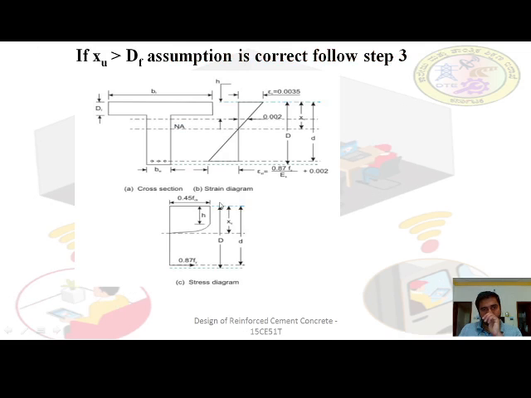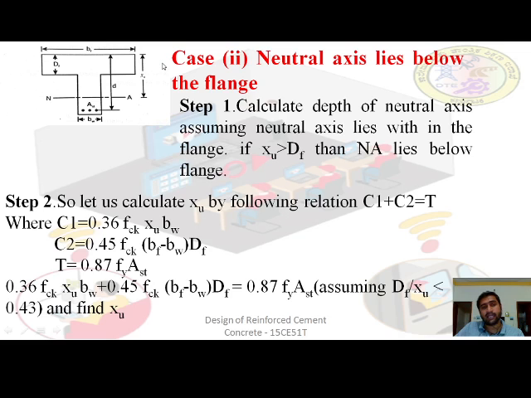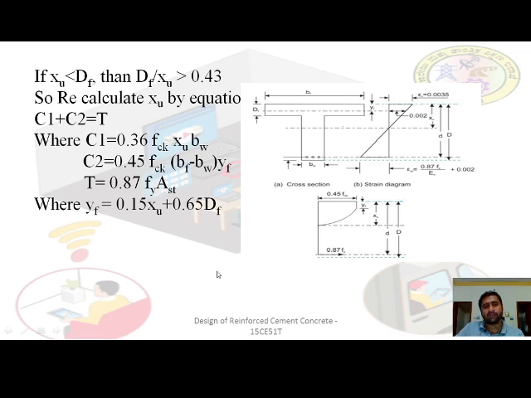Below this portion there will be a parabolic stress variation. So you have to note this down, that the 0.002 strain level will be below the flange level. I told you, if Xu is greater than Df, then the assumption is correct, and then we will go to step 3. If Xu is less than Df, then we have to recalculate this Xu. How we are going to recalculate it, we are going to see in the next step. If Xu is less than Df, then Df by Xu will be greater than 0.43.